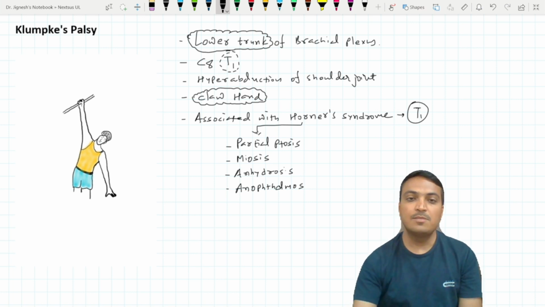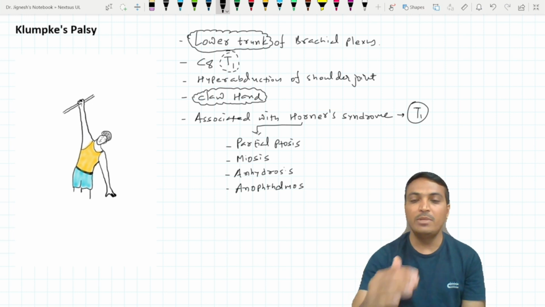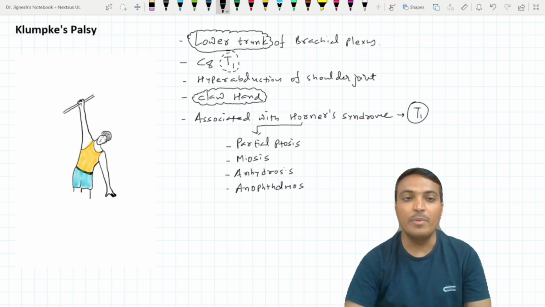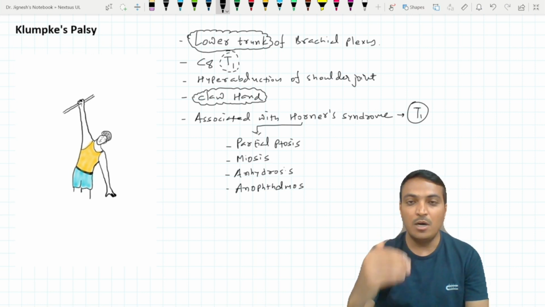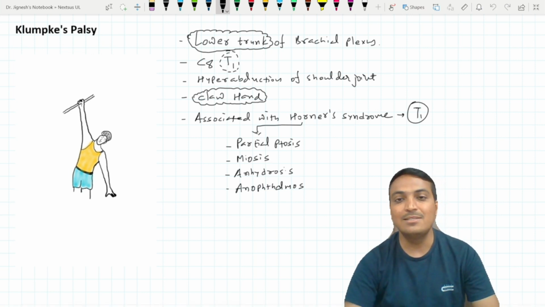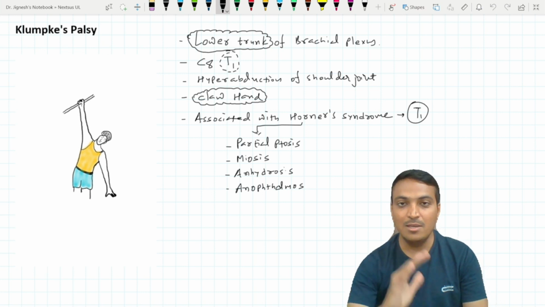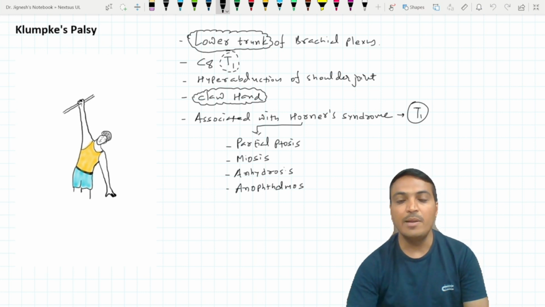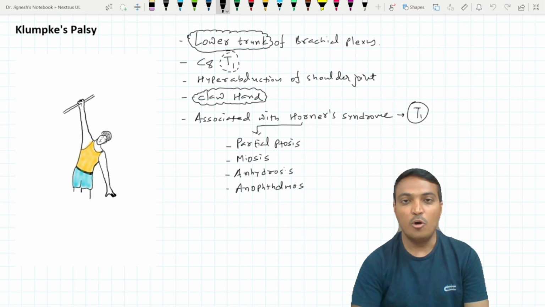So Klumpke's palsy is also one of the important clinical anatomy topics concerned with the lower trunk of the brachial plexus. So Erb's palsy and Klumpke's palsy are the frequently asked clinical anatomy in the upper limb topic. So hope you understand well.